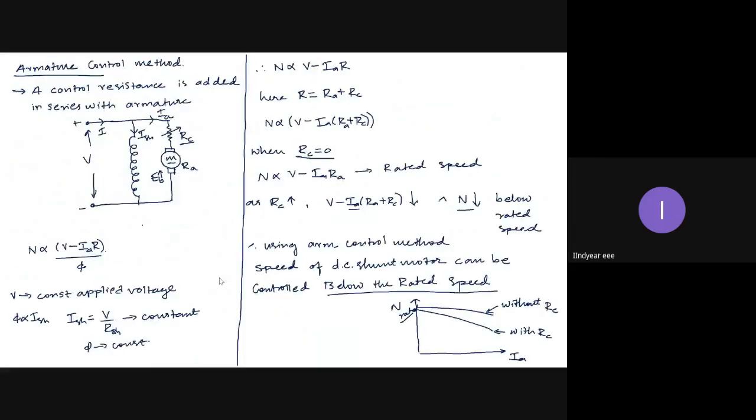In the second method, I inserted a control resistance or a series resistance in the armature circuit, which created a small amount of voltage drop across itself and provided the remaining voltage across the armature. Because of this armature control resistance in series with the armature, the voltage received by the armature was reduced. Hence, the speed was also reduced. So with this, I could control the speed of the DC motor below the rated value.